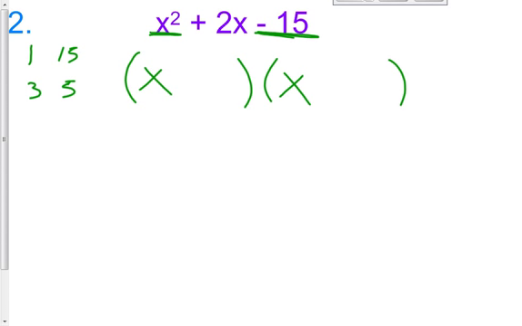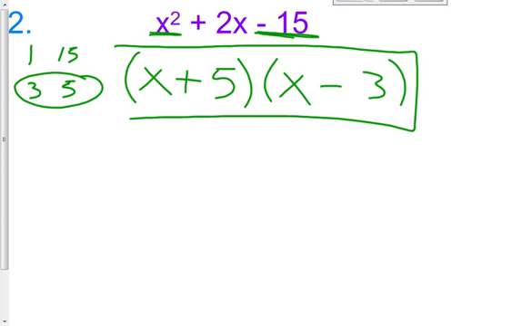As you can see, this is a negative 15. So for factors that give me a negative 15, one has to be positive and one has to be negative, because a positive times a negative is a negative number. So I'm just going to put a positive in one spot and a negative in the other one. Now what you could think of is factors of 15 that when you subtract them are going to give you 2. 5 and 3 is going to be your winner, because 5 minus 3 is 2. So that must mean that the 5 has to be the positive number and the 3 has to be the negative number. This is your answer.